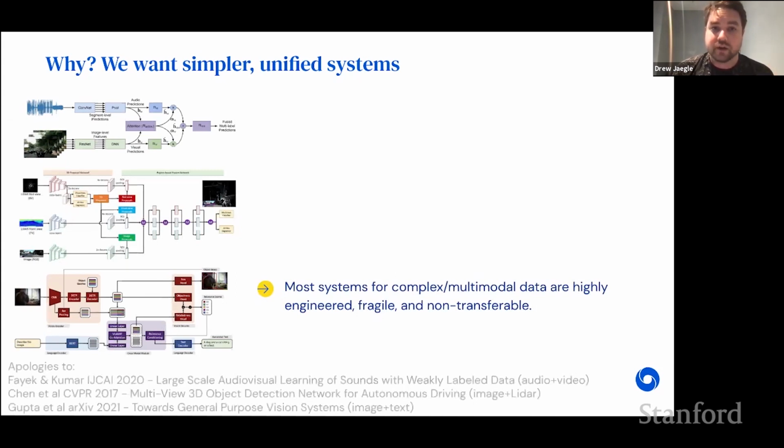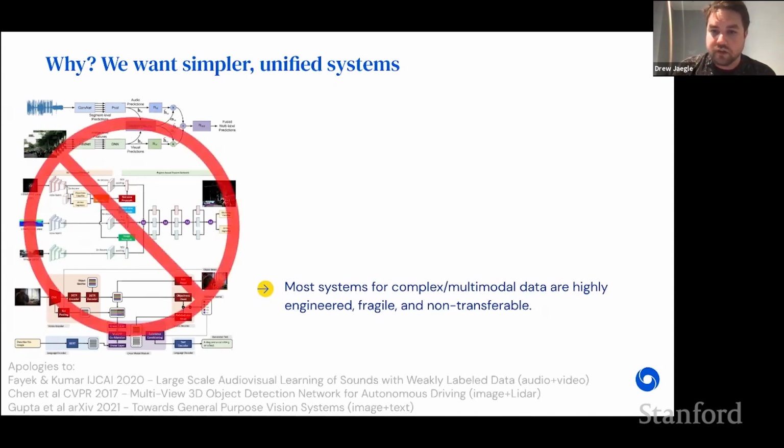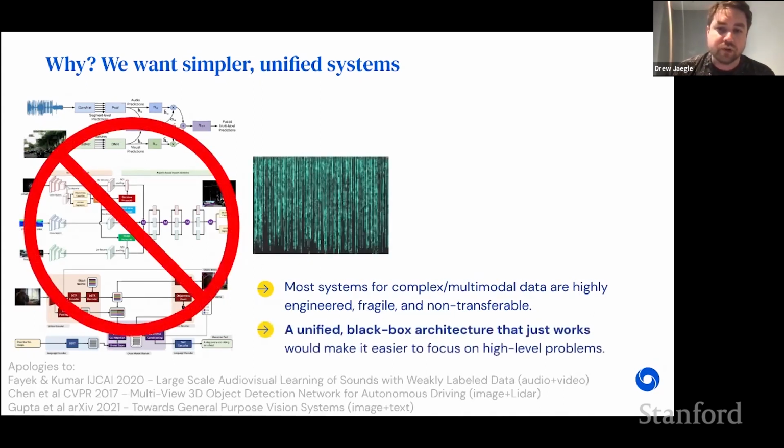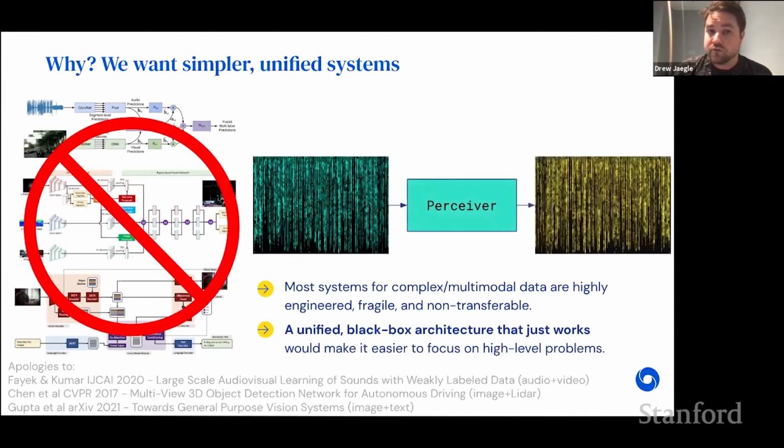And it gives us systems that are very hard to maintain, tend to be fragile, tend to depend on specific processing assumptions about the input modalities. So rather than do that, we want to move in the direction of having unified black box architectures that just work. And the idea here is that if we can get to that point, we can abstract the architecture construction process and really focus on other more high-level problems. So this is the motivation for this line of work.